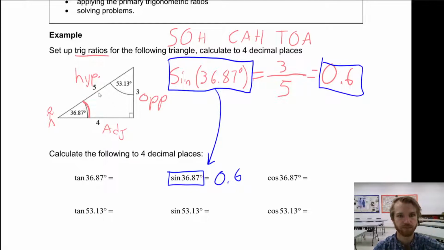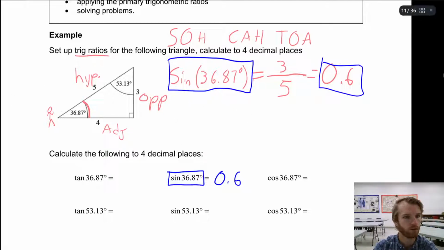Cosine ratio is the adjacent over the hypotenuse, and that would be 4 over 5. And if we put it into our calculator, we would get the exact same answer. I'm going to put the next one up without going through each one. If you want to take the time to do that yourself, you can, but I think it would take a little too long to go through each one. So let me do this part for you.